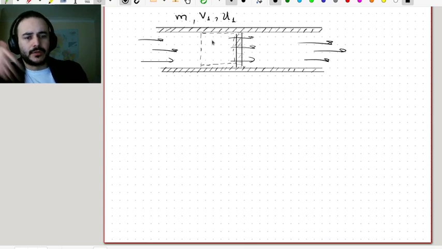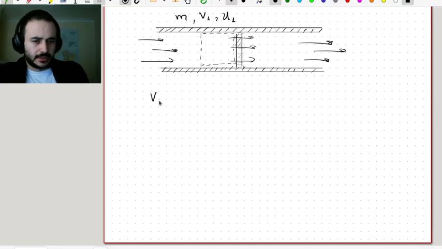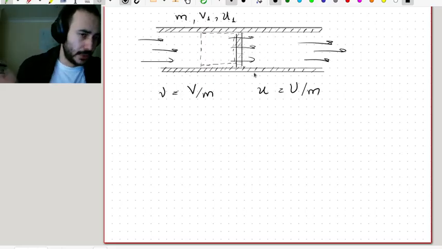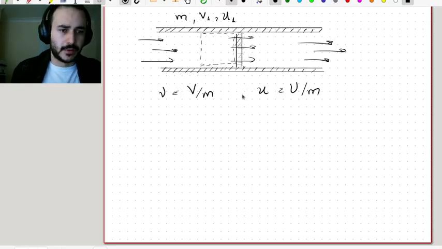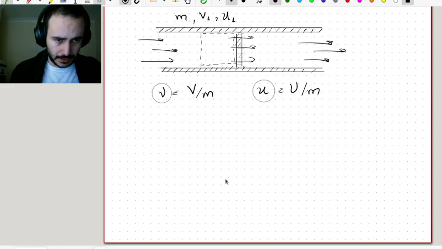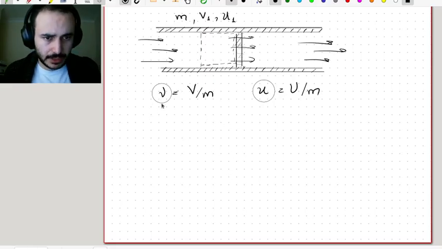If we normalize everything by the mass, we define the specific volume, let's call it lowercase v, as the total volume divided by the mass, and the specific energy as the total energy divided by the mass. So imagine the mass is 1 unit, 1 gram or whatever, and from now on we forget about the mass and we always work in specific variables. Okay, so fine. Let's do it already.